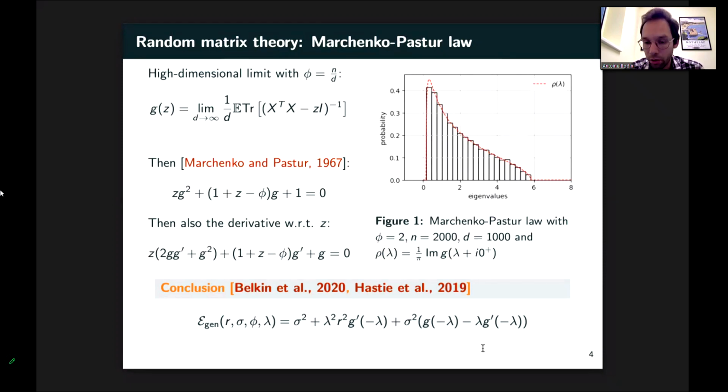Okay, if you need to calculate G prime, you just take the derivative of your algebraic expression, and then you just have to solve the system, and essentially you get the expression quite easily. Okay, so this is a result that has been known for quite a while now. It's been described quite thoroughly in those two references from Belkin and Hastie.